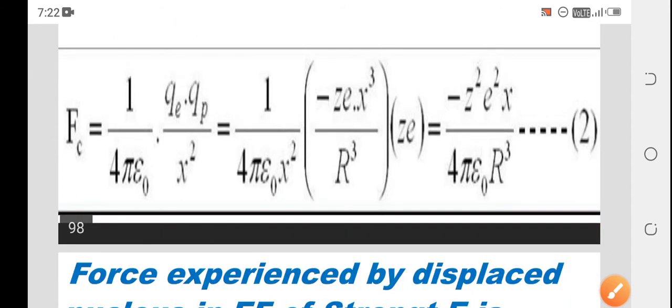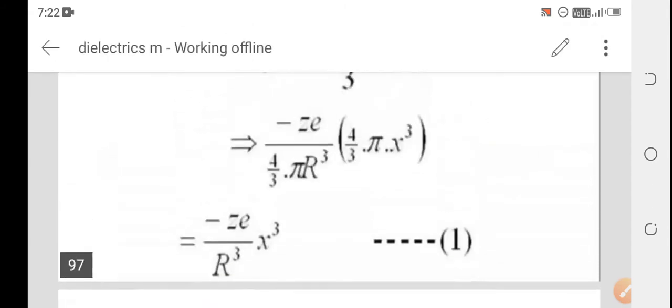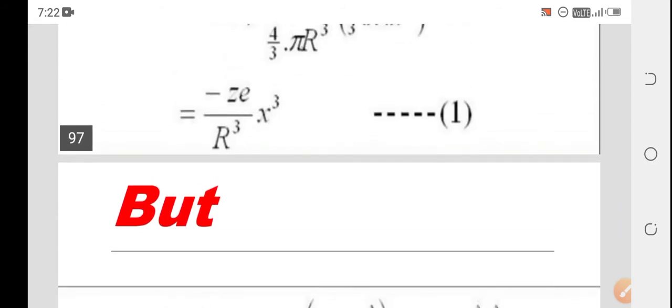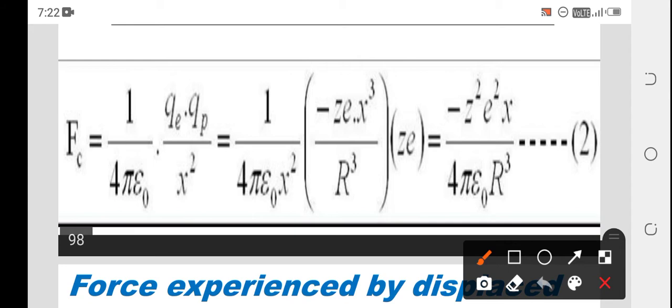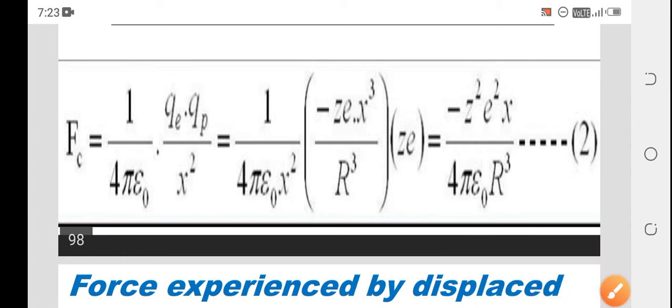From the Coulombic force, F equals 1 by 4 pi epsilon naught times q1 q2 by r squared, where r is replaced by x squared. Here q_e is -Ze by r cubed times x cubed. Replacing it here, x squared and x cubed combine, leaving x, and the remaining expression is -Z squared e squared x by 4 pi epsilon naught r cubed.